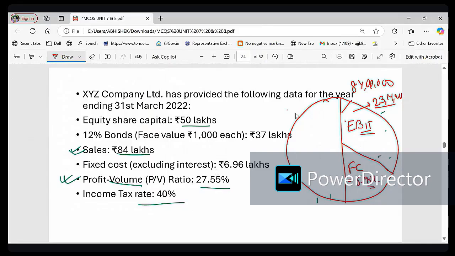6.96 lakh. So what will be our EBIT? EBIT will be how much? It is very simple. 23 lakh 14,200 minus 6 lakh 96,000. Please do the subtraction.